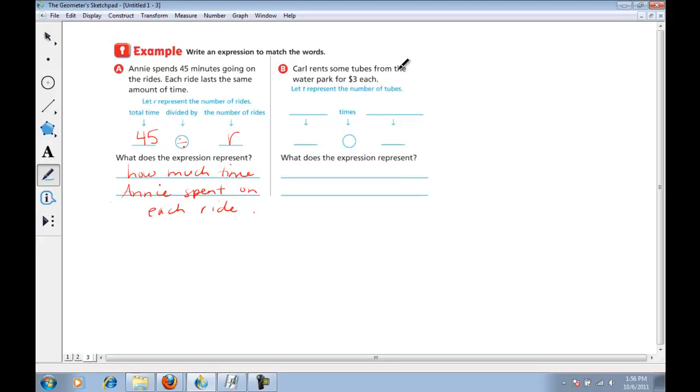All right, let's look at this last one before you get to do some on your own. Carl rents some tubes from the water park for $3 each. Okay, we're going to let T represent the number of tubes. So we need to take the number of tubes, which we don't know, so we're going to call it T, times the cost of the tubes, and that's $3 each. So we're going to write our expression like this, T times 3, or T times $3. The expression represents the amount Carl spent on tubes.